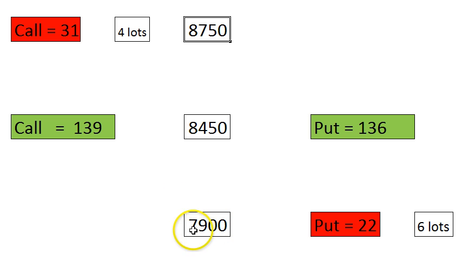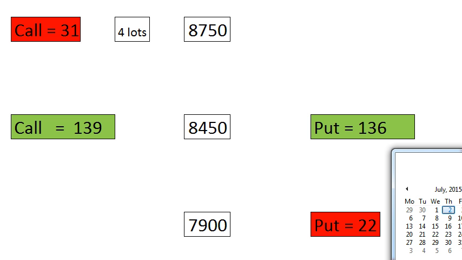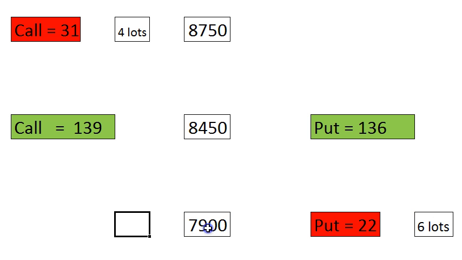Similarly, you choose a safer level on the downside, and I've gone for a farther level on the downside because I expect the markets over the next 1 year to be kind of negative, with more downside possibilities than upside. So you can see that I've chosen a farther contract on the downside. The 7900 put is 22, and the 8750 call is 31.